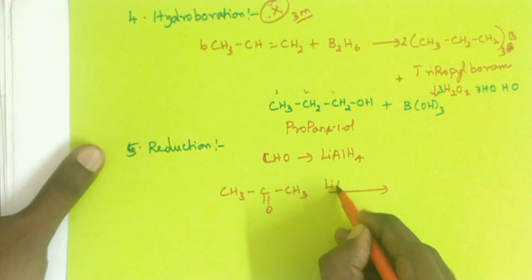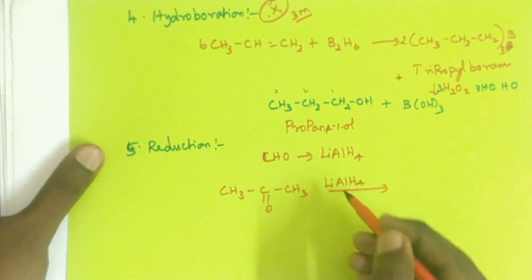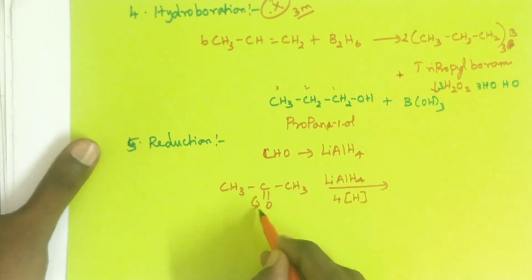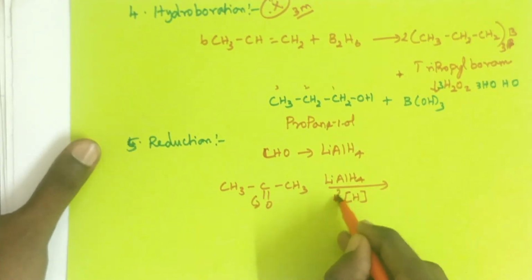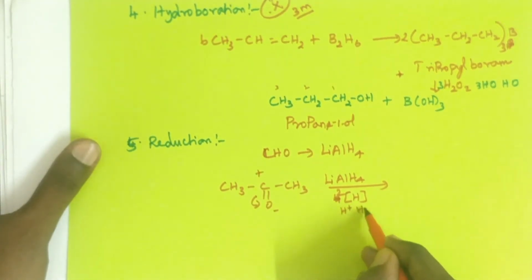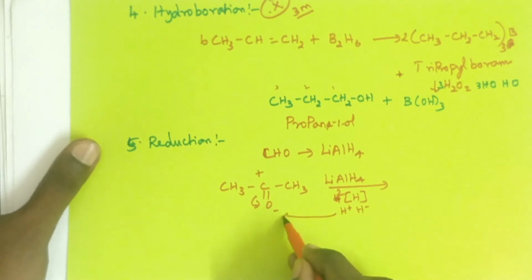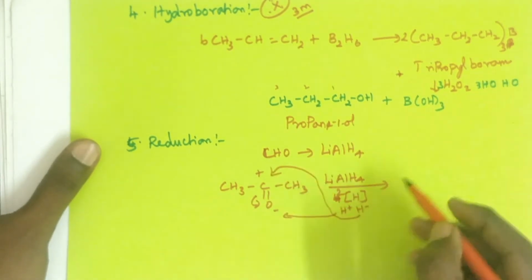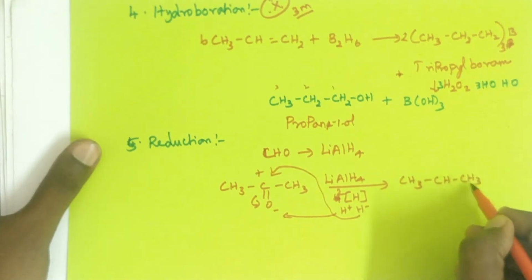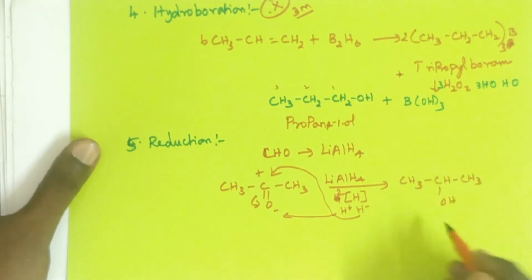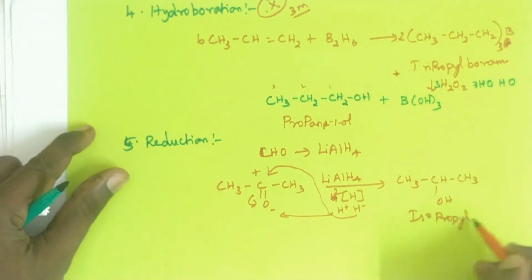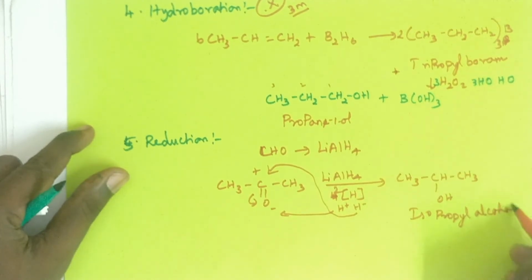on reduction using LiAlH4. So normally in reduction 4 molecules of hydrogen are used. You polarize, delta minus, delta plus. These 2 hydrogens are split as H plus and H minus. So H plus is added over O, H minus is added over C. So the product formed is CH3, CH, CH3, OH. It is isopropyl alcohol. Common name or IUPAC, any one name you write, it is correct.